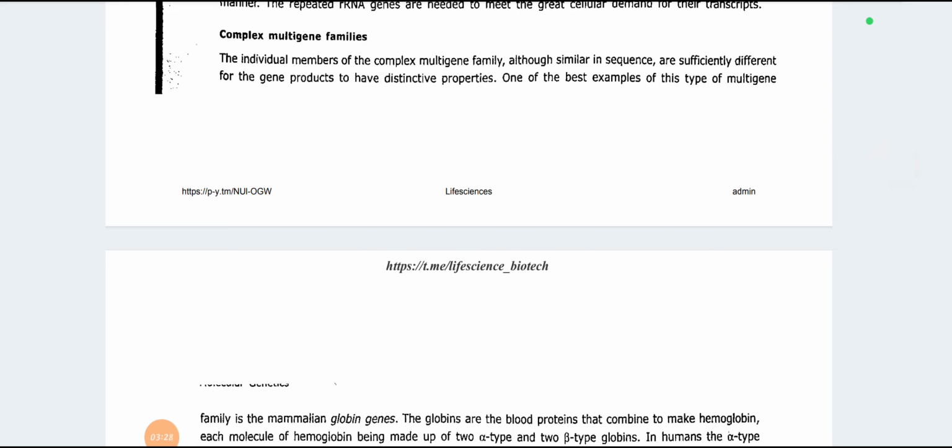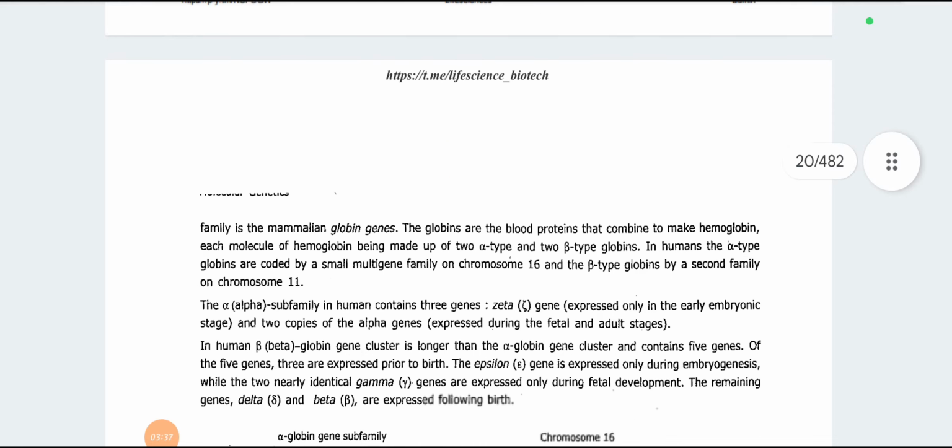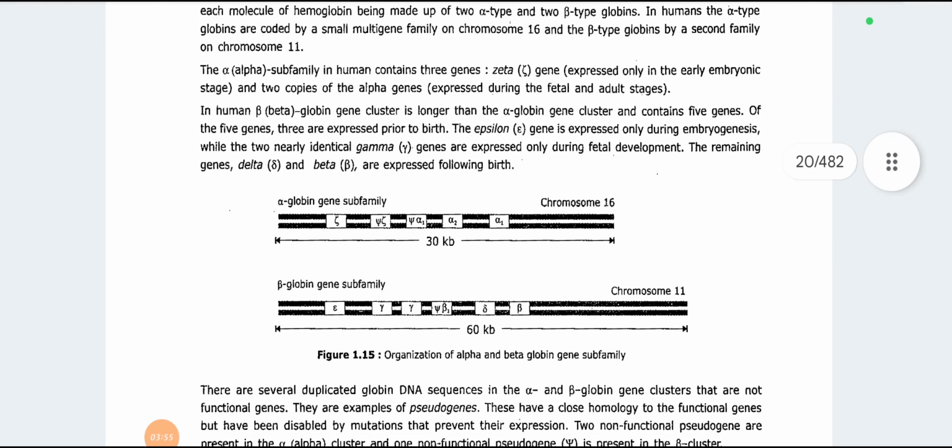But what about a complex multigene family? Here the genes, although similar in sequence, are sufficiently different that the gene products are different. One example of this family is the mammalian globin genes. The globins are the blood proteins which combine to form hemoglobin, and each hemoglobin is made up of alpha and beta globin. Alpha globins are coded by a multigene family on chromosome 16 and beta on chromosome 11.